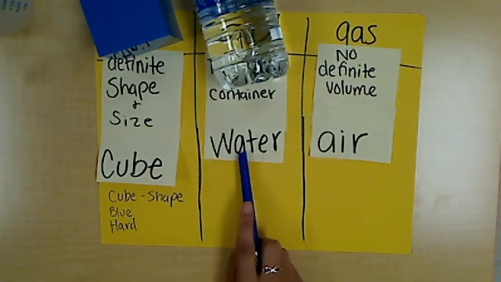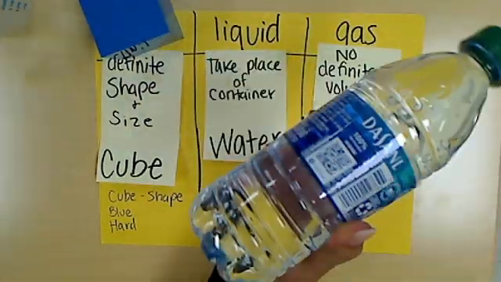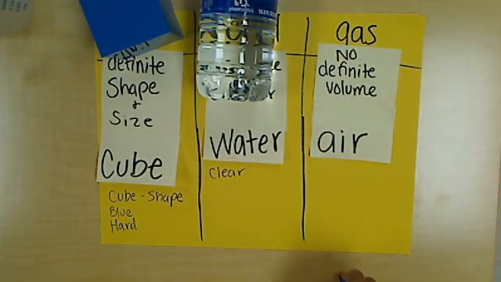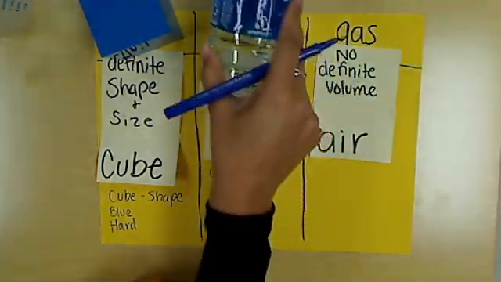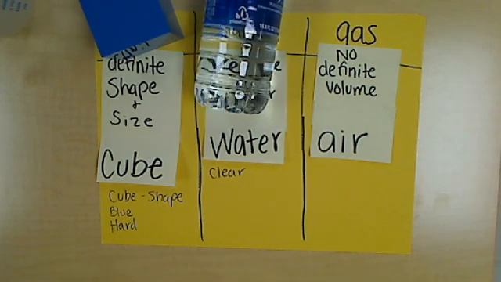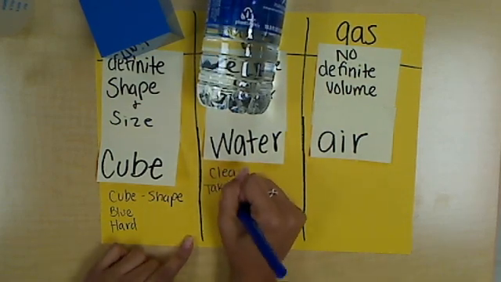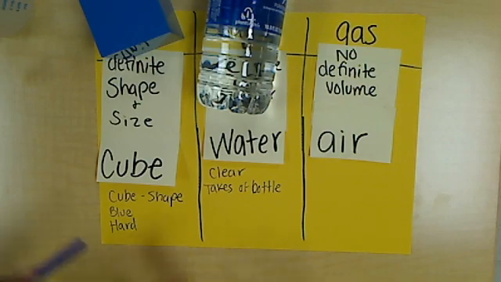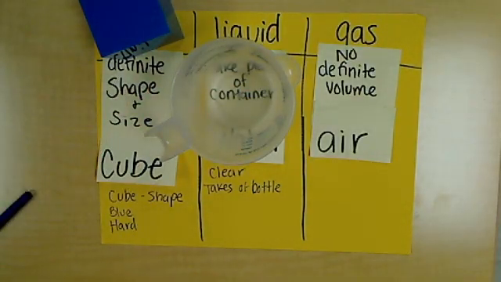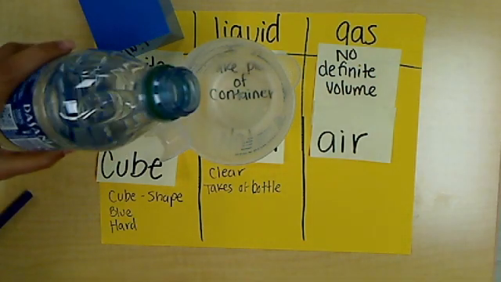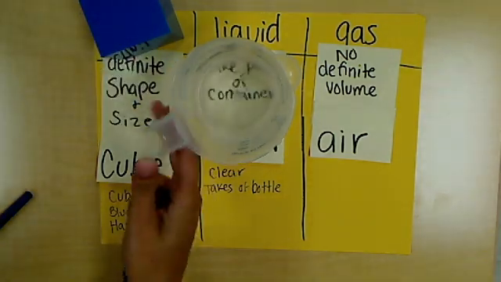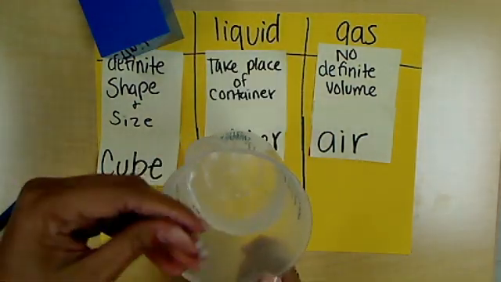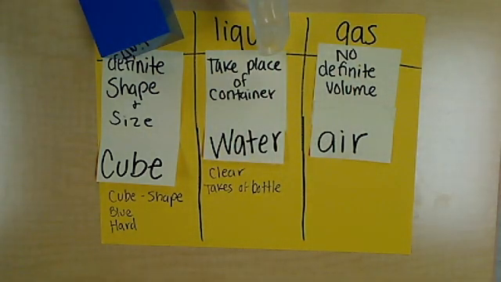Now let's go to water. Some properties of this water bottle are that it's clear. Also, it's taking the shape of this water bottle. So it takes the shape of the bottle. And if I were to pour it into a different container, it would start taking the shape of this container. Now, if I were to touch this water, it feels wet. So I can write that it's wet.